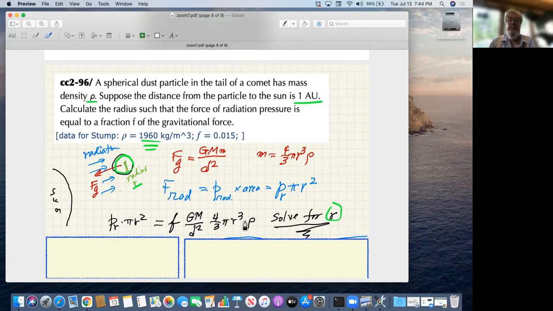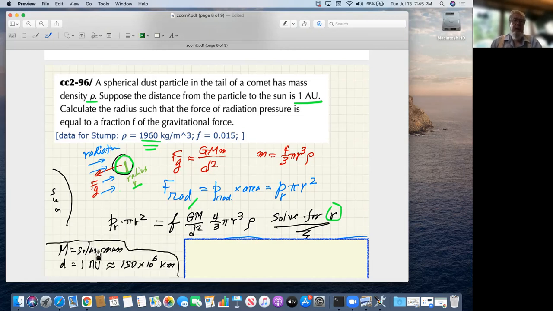Everything else is given here. Well, you have to look up the mass of the sun. But you can look up the mass of the sun either in the back of the textbook or just do a Google search. You also have to know Newton's gravitational constant. Again, you can look up Newton's gravitational constant by a Google search. Density is given. The distance is 1 AU. Well, you've got to convert that into meters. So you have to know how to convert astronomical units to meters. Astronomical units is the distance from the Earth to the sun. So we're assuming that this comet comes very close to the sun, as close as the Earth's orbit.